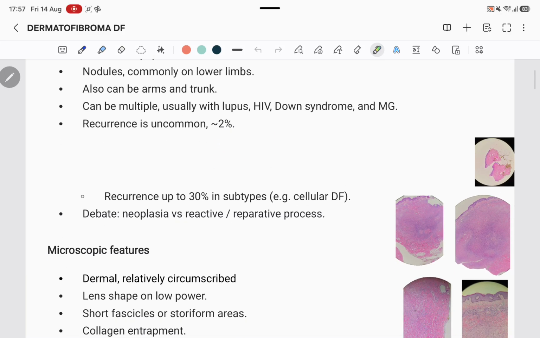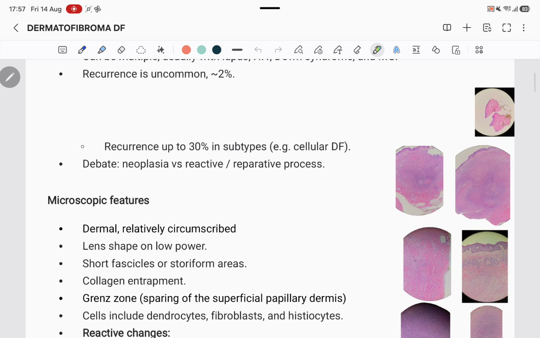Okay, let's look at it. Those are the variants, like cellular dermatofibroma. Before that, there is a debate about dermatofibroma being a neoplastic versus a reactive reparative process. That debate has its own papers and everything, but just know that they are still debating this.